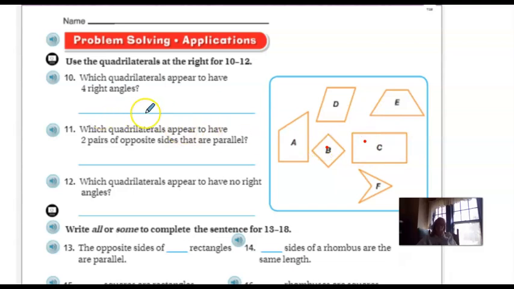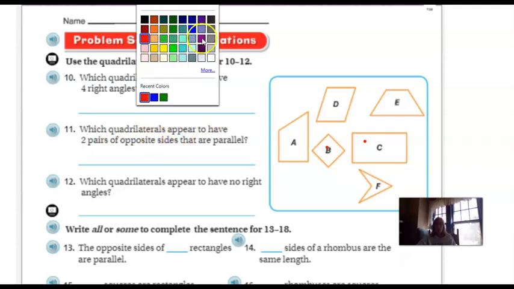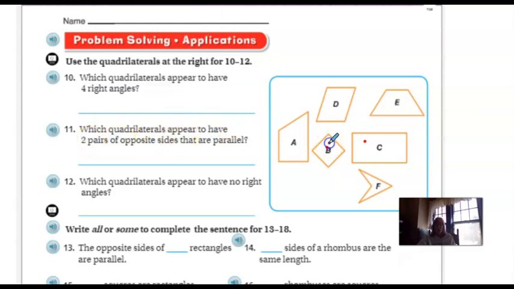Which quadrilaterals appear to have two pairs of opposite sides that are parallel? That would be definitely B again, definitely C again, and then hopefully you added D because they would not intersect.